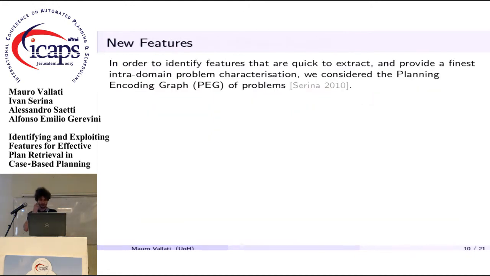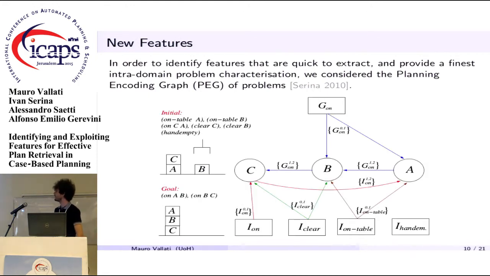So what we did, well, we introduced a new set of planning features, and for doing so, we consider the planning encoding graph. What is a planning encoding graph? Well, it's a graph that you generate given a planning problem. So let's go through this example in Blocksworld.